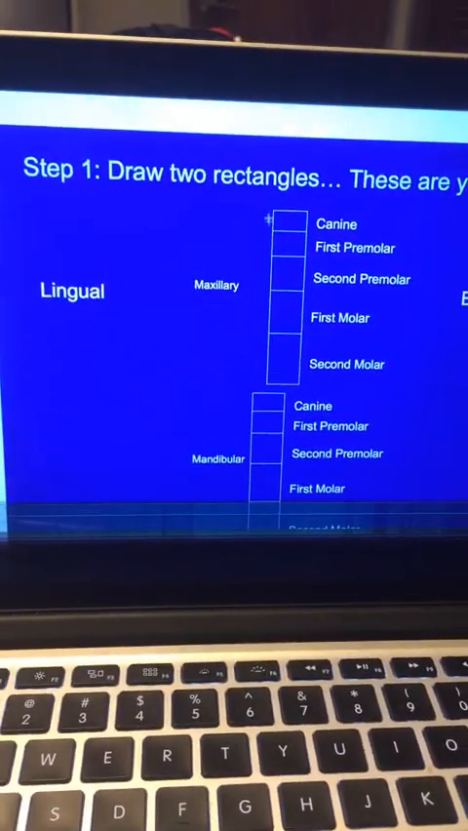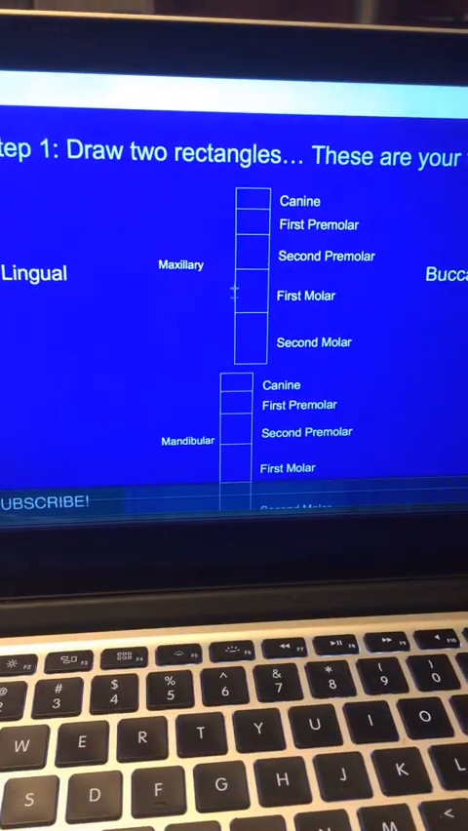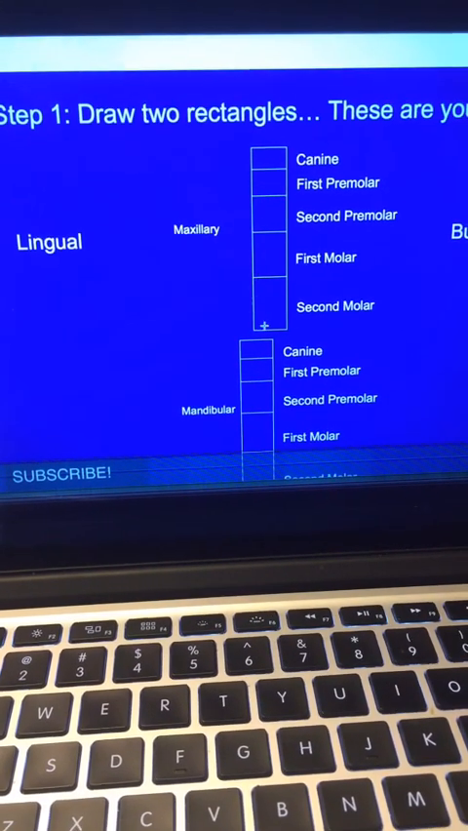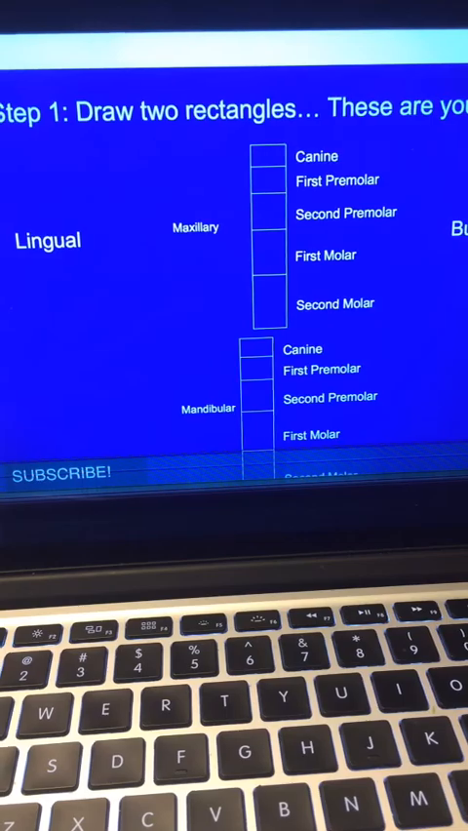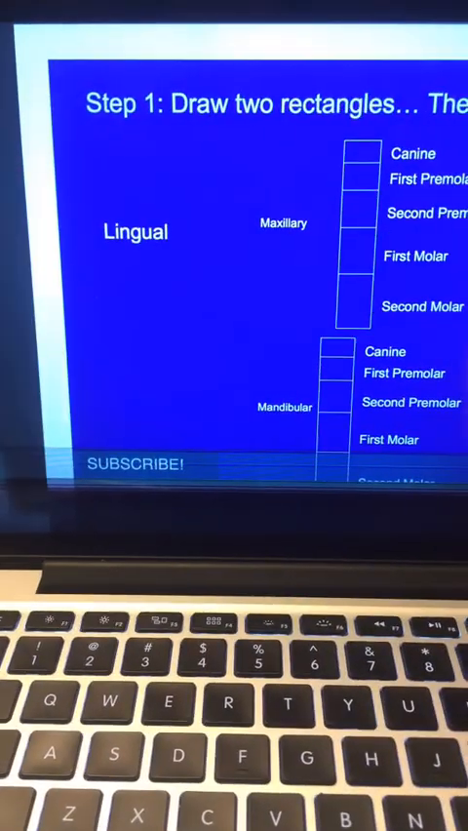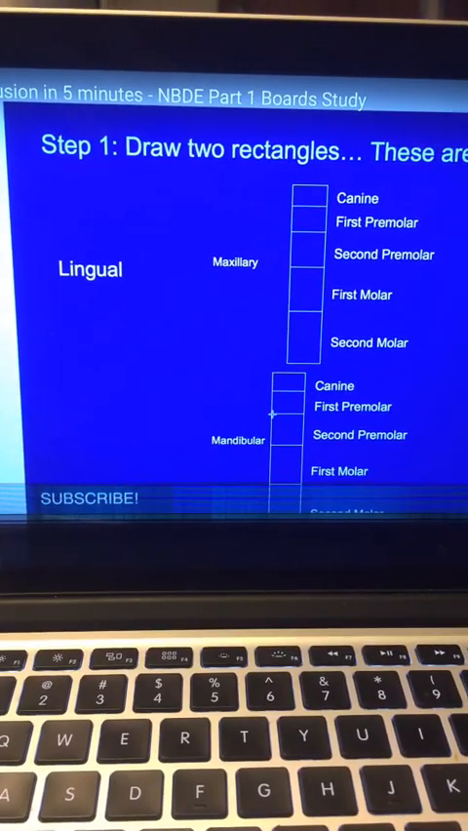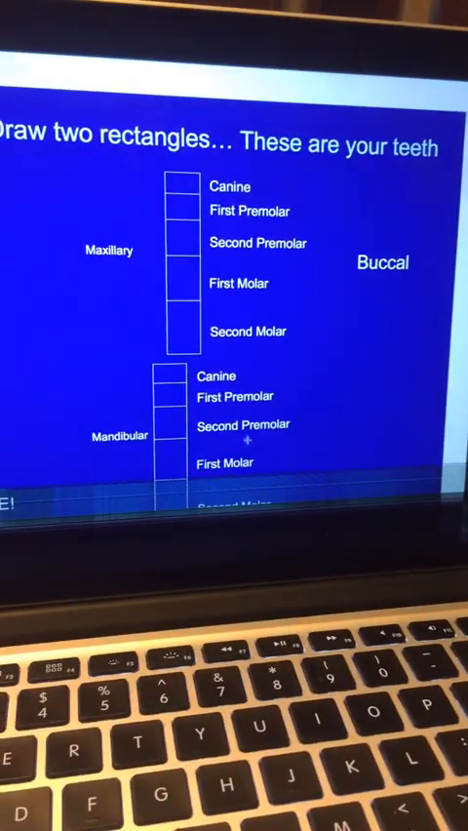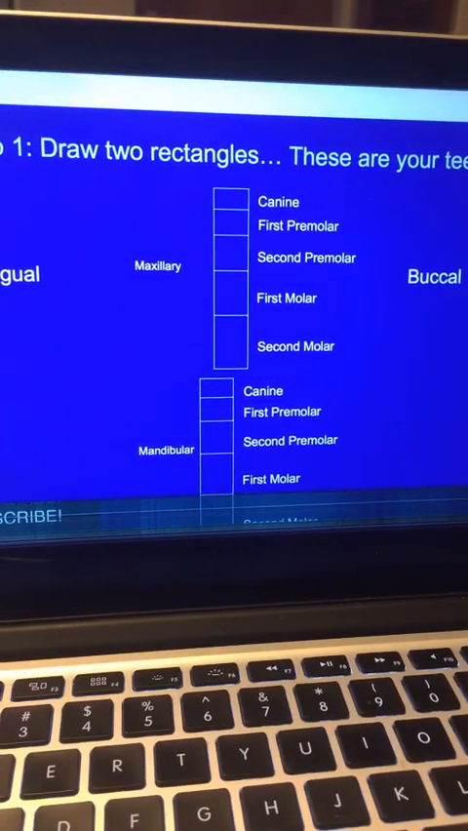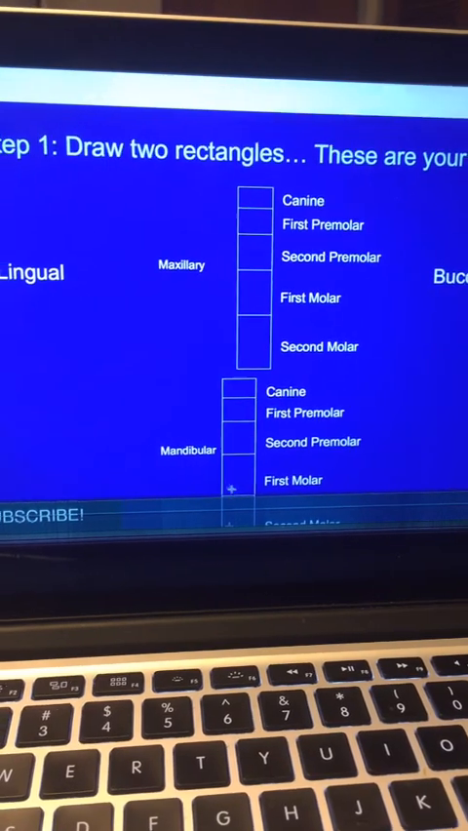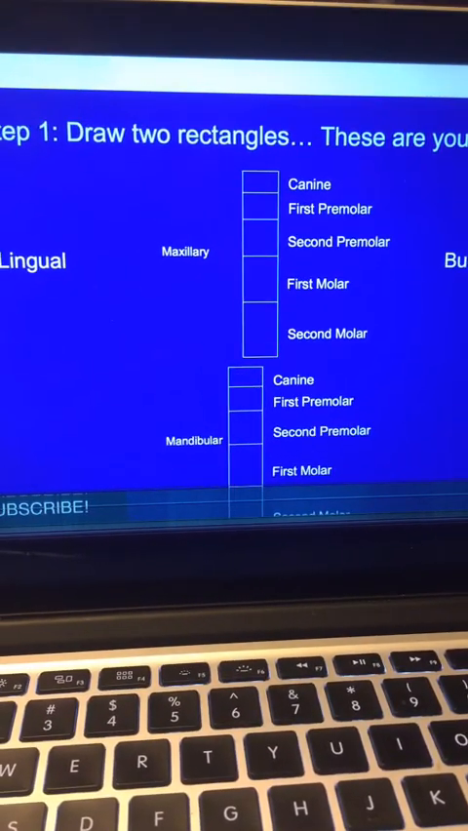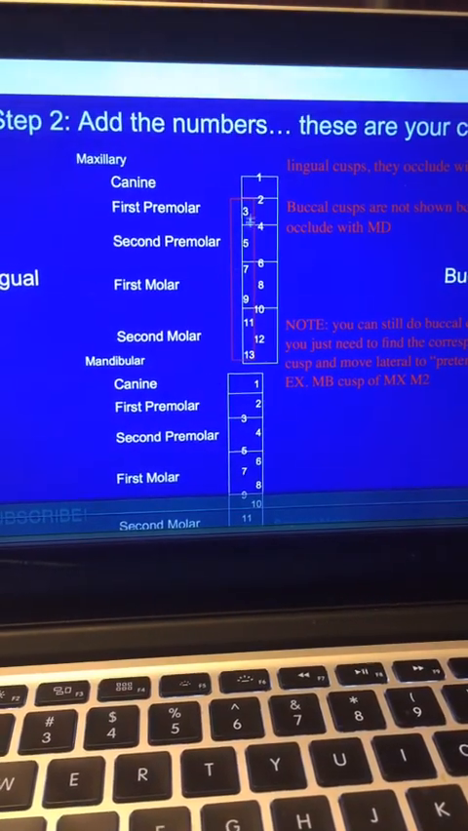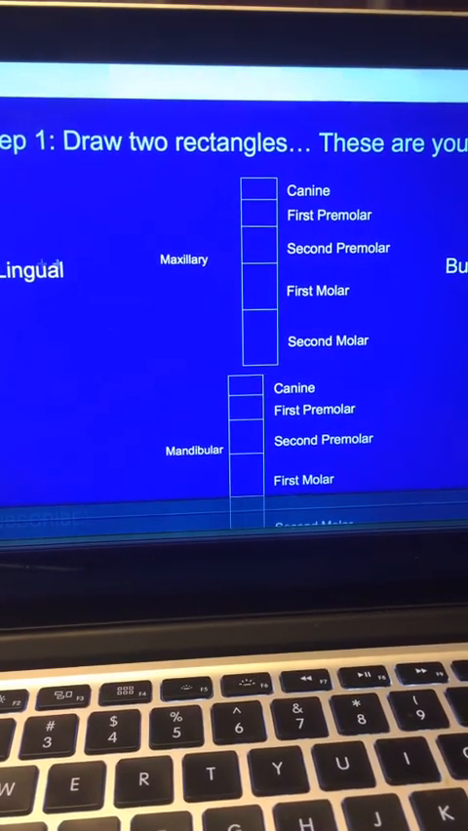So the first thing we'll do is draw two large rectangles. One there and one right here. This represents your maxillary teeth, and this rectangle is going to represent your mandibular teeth. Then you separate the rectangle according to the teeth. So we've got a canine here, a first premolar, a second premolar, a first molar, a second molar. We drew the rectangles to represent the size of the teeth, so the molars are larger than the premolars, and the canine is the smallest. Then we're going to add some numbers. And this is lingual, this is buccal.